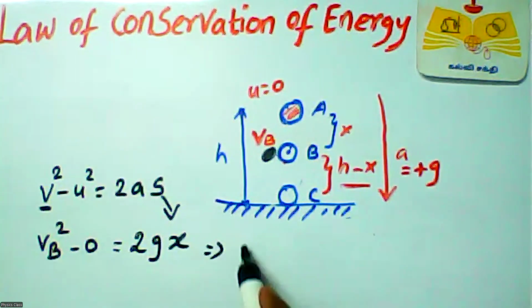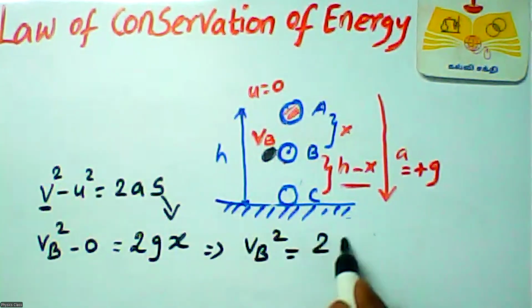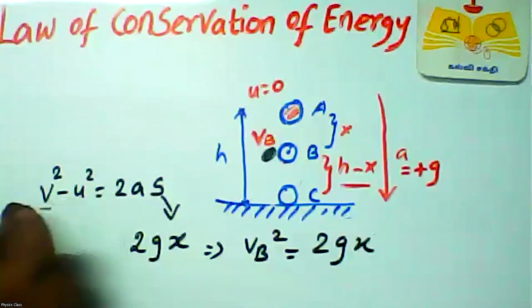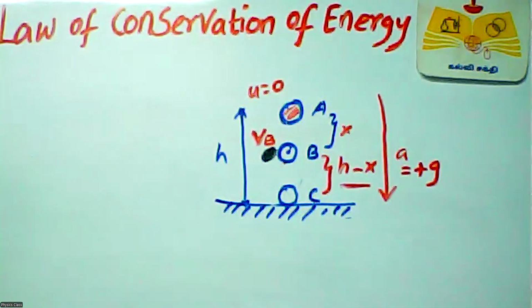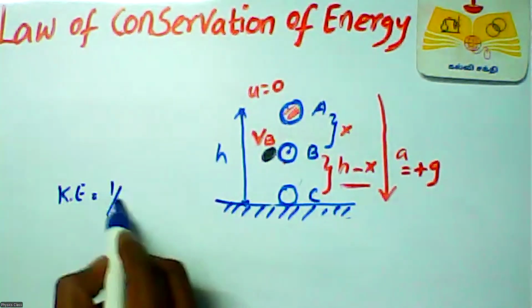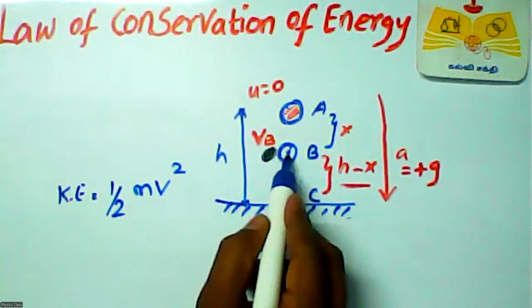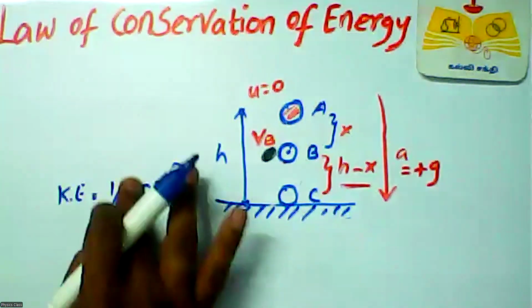So we can neglect 0. So VB square is equal to 2gx. This is a velocity. But I have to find kinetic energy. Once you know velocity, then only you can find kinetic energy. So kinetic energy is half mv square. In this position, V is replaced by VB. This is the mass.